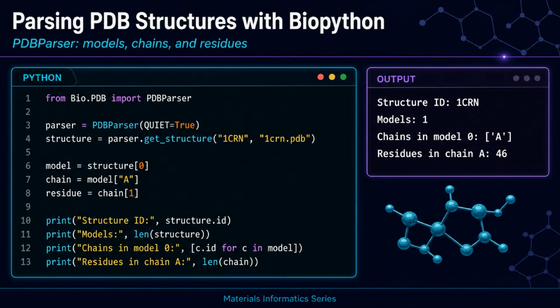We can read PDB files programmatically using BioPython. First, import the PDB parser class from BioPython's bio.pdb module. Initialize the parser with the quiet flag set to true to suppress warnings. Then call getStructure to load your PDB file. You can iterate through models, chains, and residues to extract information. This example shows how to count atoms in each chain. The output shows ubiquitin has one model, one chain with 76 residues, and 602 atoms total.